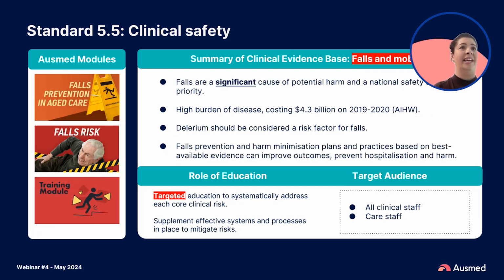Moving on to falls and mobility. We know falls are, of course, a significant cause of potential harm, and across the acute, aged and community care sectors, they're known as obviously a high priority because there's such a high burden of disease. There's such a high cost associated with falls. Even though we know that education improves care and can reduce risk, there's still evidence that good falls prevention education isn't being put in place.